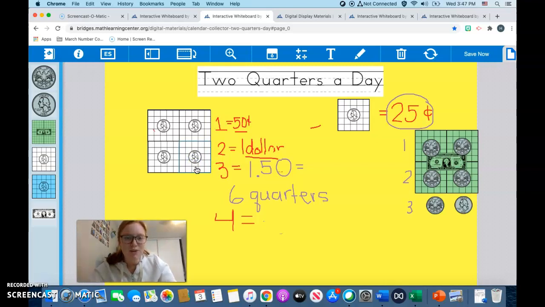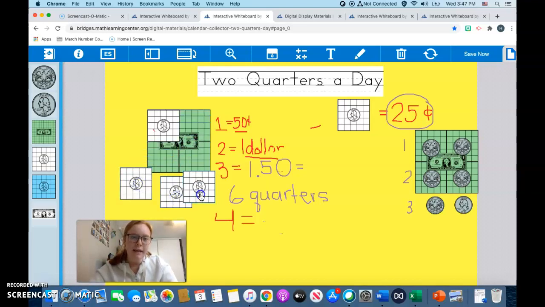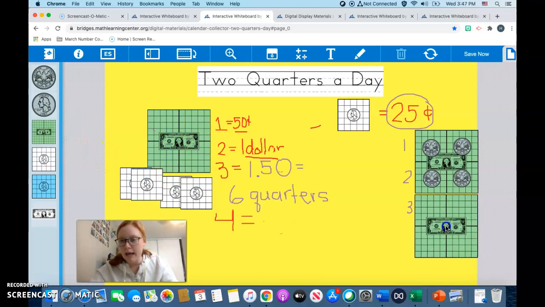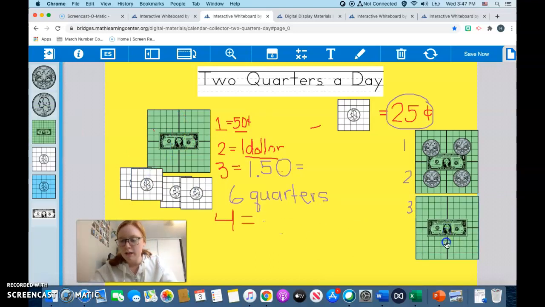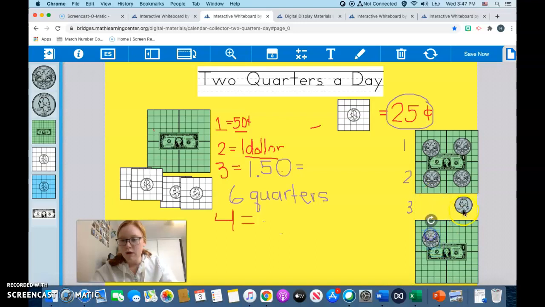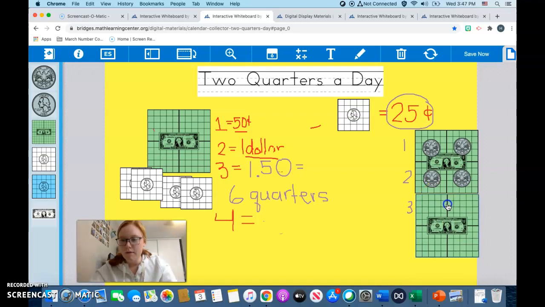Boys and girls, what do you notice? You're right. We have filled a whole dollar again. Oh my goodness. So here's what I'm going to do. I'm going to take off our quarters. I'm going to grab this dollar over here, and I'm going to add it to our collection. I'm going to take my quarters and I'm going to put them on top.